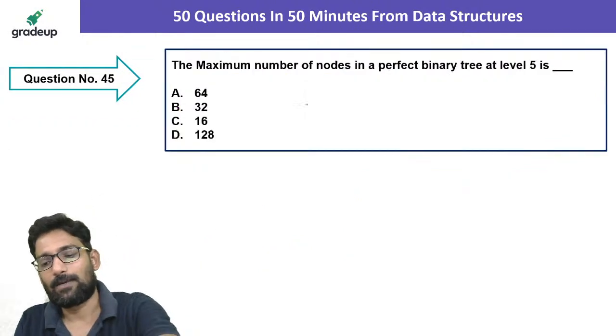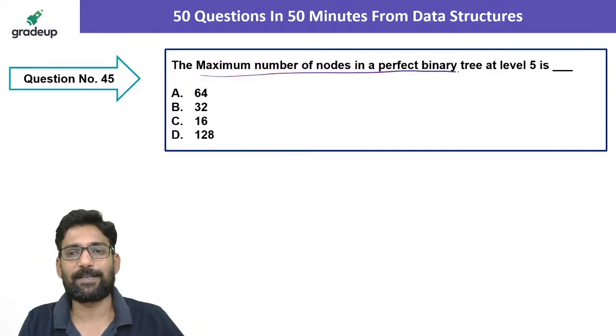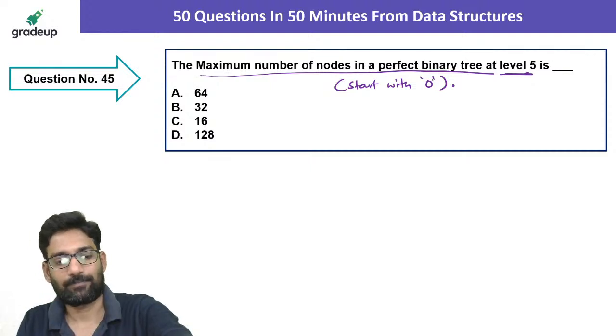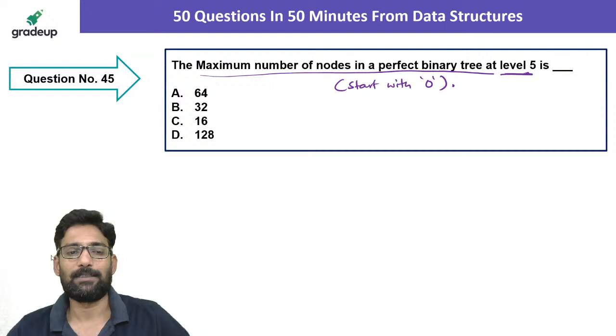Okay. Question number 45. The max number of nodes in a perfect binary tree at level 5. You start numbering with 0. Okay, because when it is not mentioned, you have to understand that.